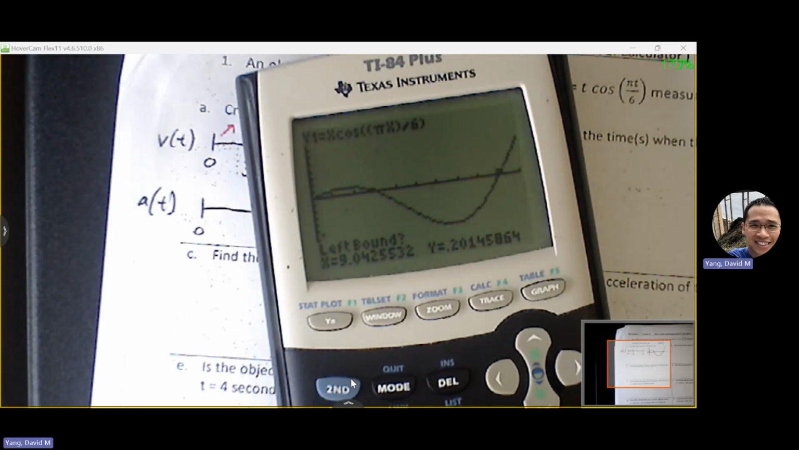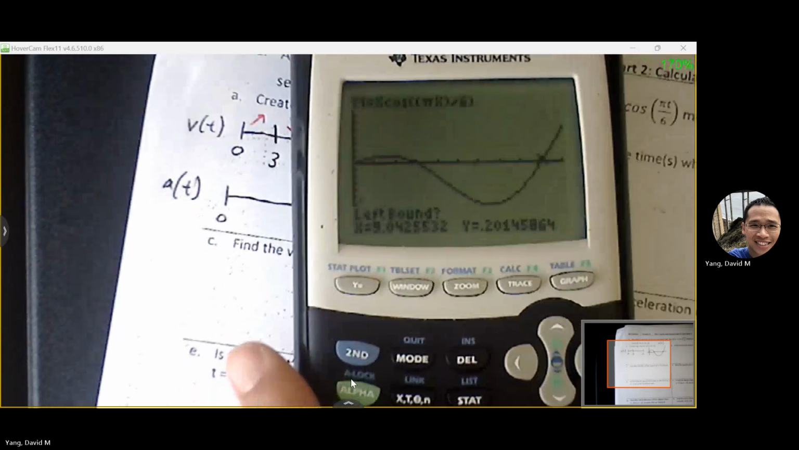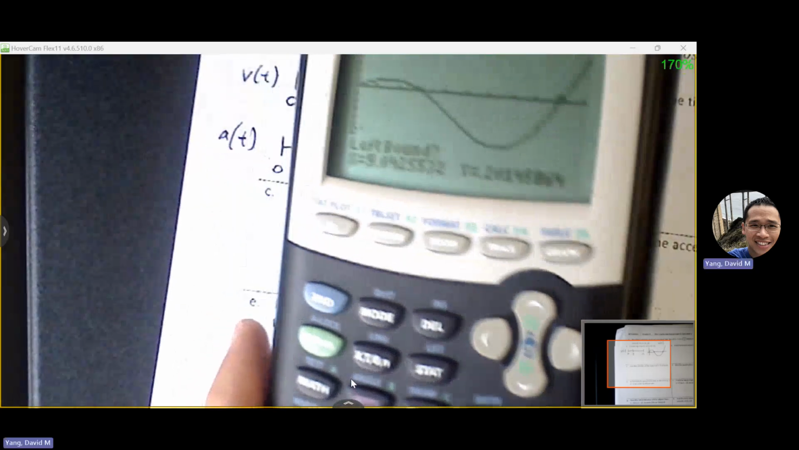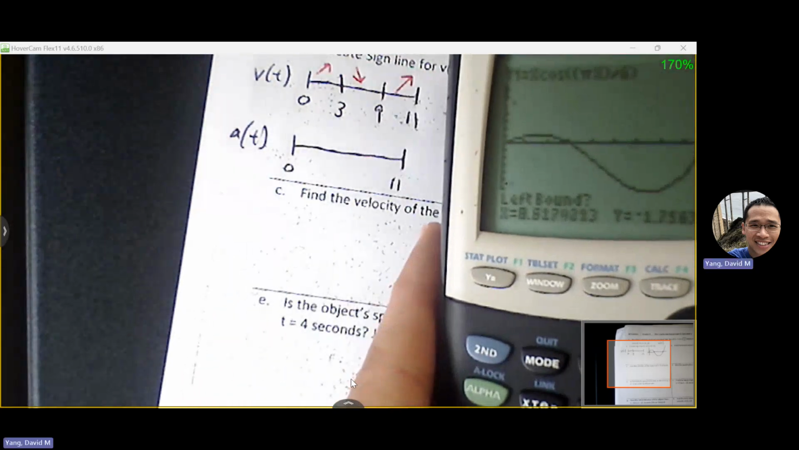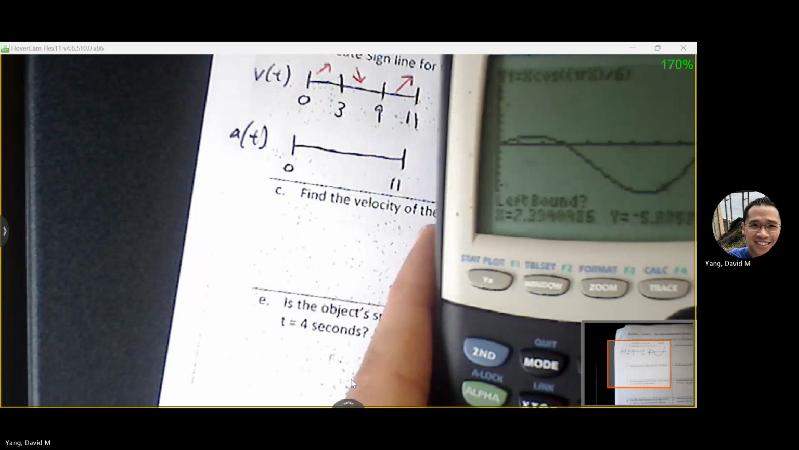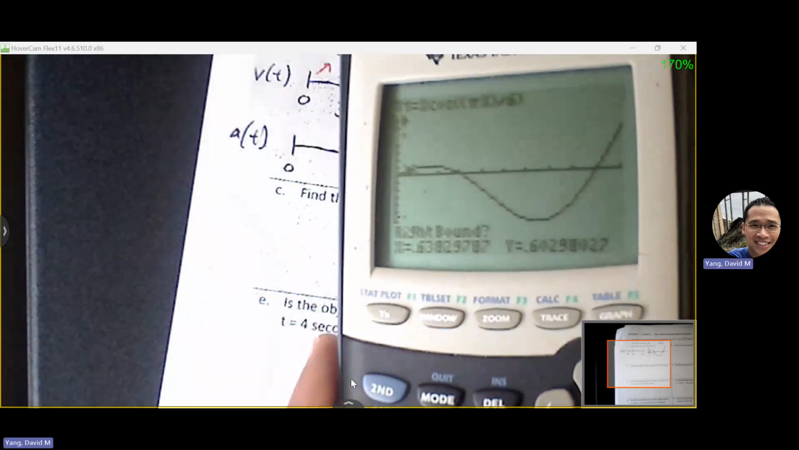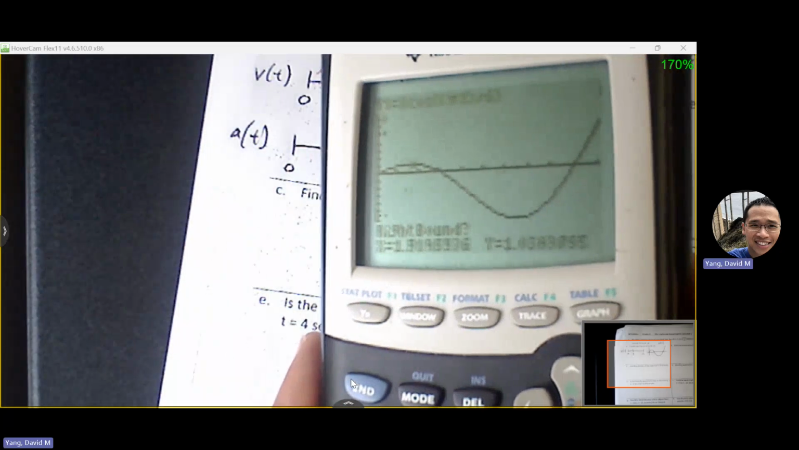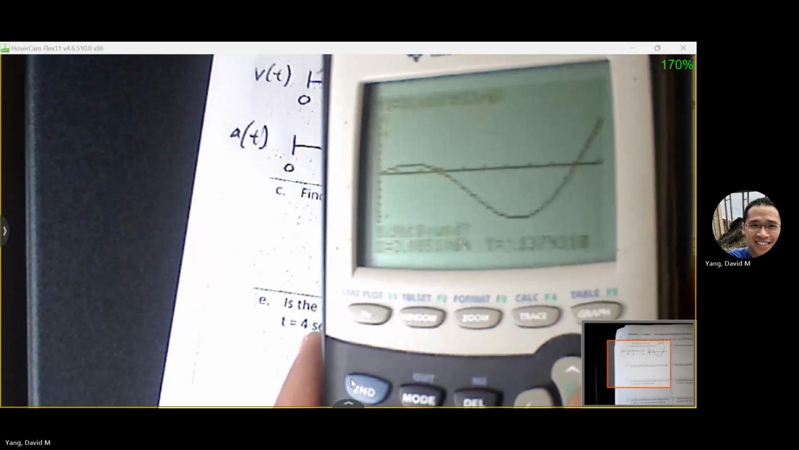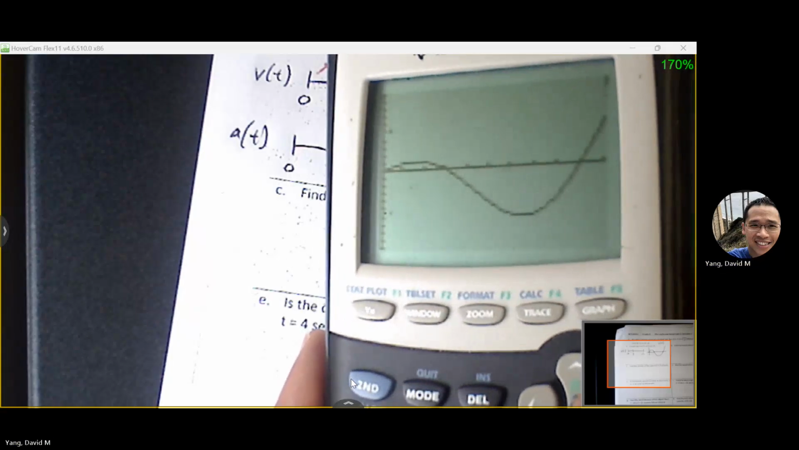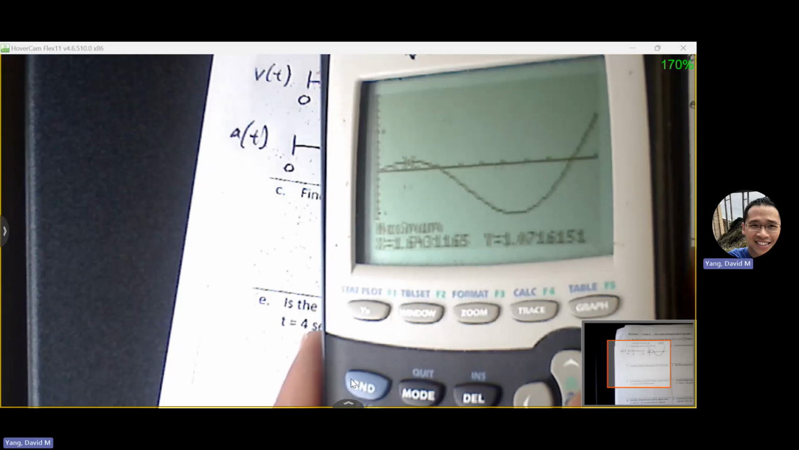So left bound, I'll pick a point to the left of the max. And hit enter. And then to the right of my max, I'll hit enter again. Hit enter a third time. I get 1.643.